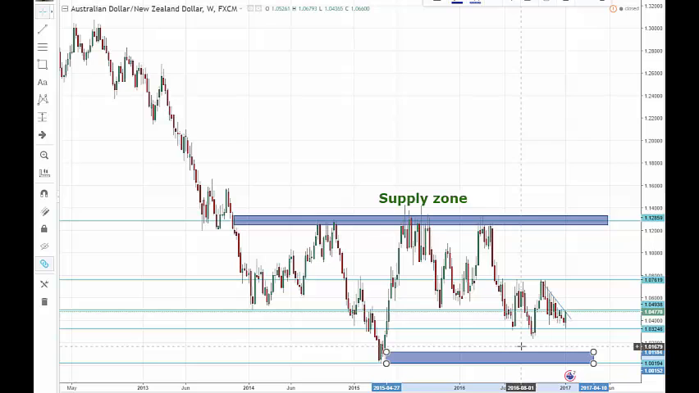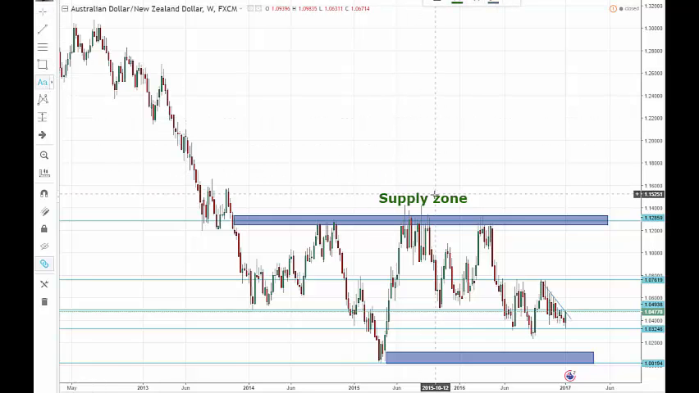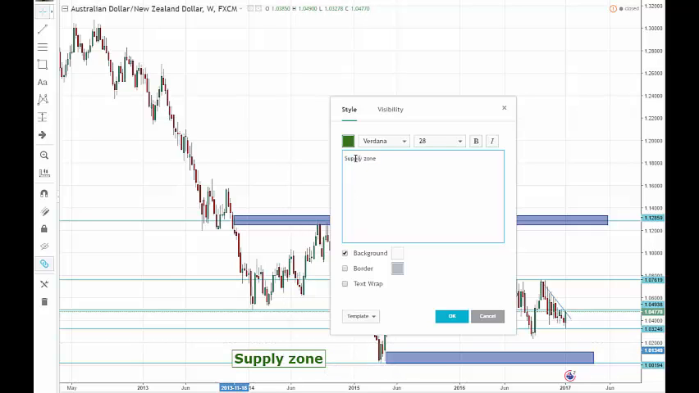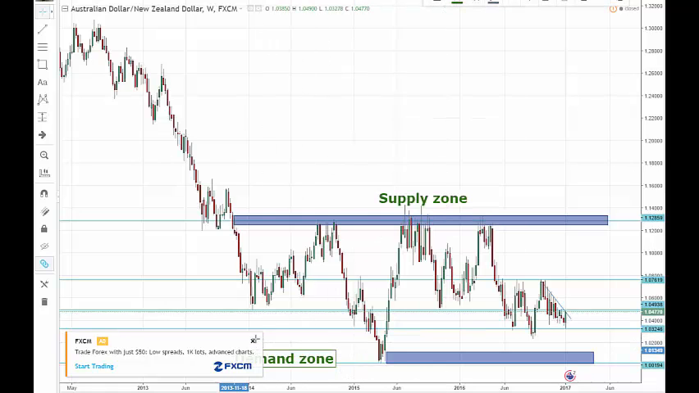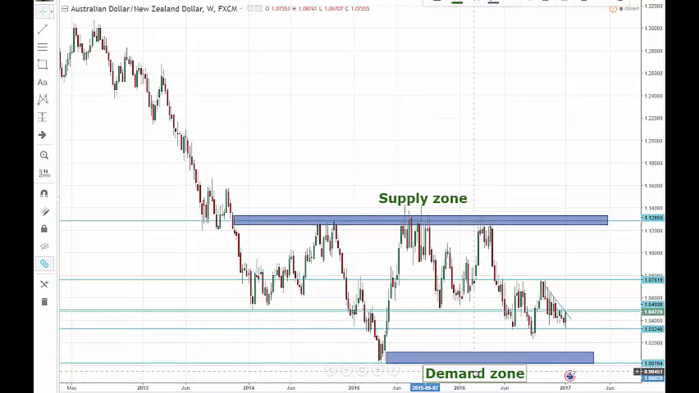Round numbers, we talked about round numbers as well. This line here is around a round number, so of course this one again is an important one. I drew in supply over here. Let me point out that the demand zone is over here. Let me get that in. Down here we see a demand zone.